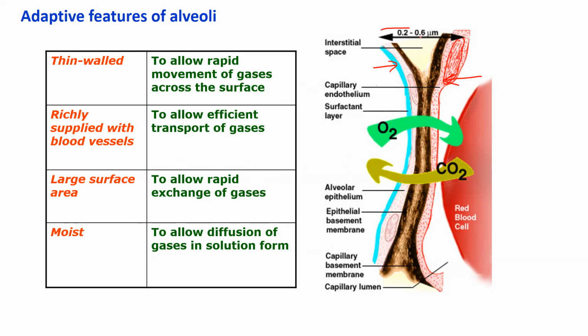Have a look. The thickness is just 0.2 to 0.6 micrometer, very thin. So they are thin walled, so that allows rapid movement of gas across the surface. Now they are richly supplied with blood vessels, so thereby it allows efficient transport of the gases, large surface area, right? And they are moist. Since they are moist, they allow diffusion of the gases in solution form. So diffusion is always going to happen in the solution form. Okay.